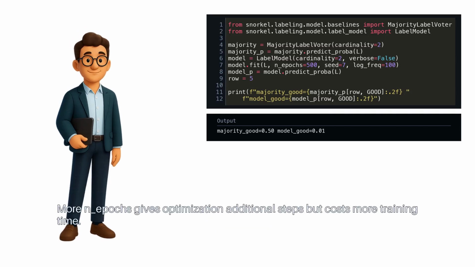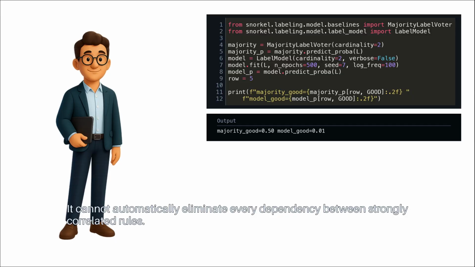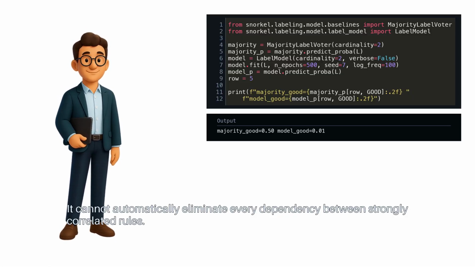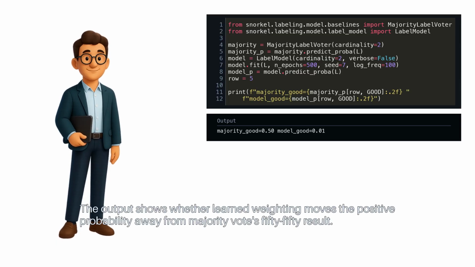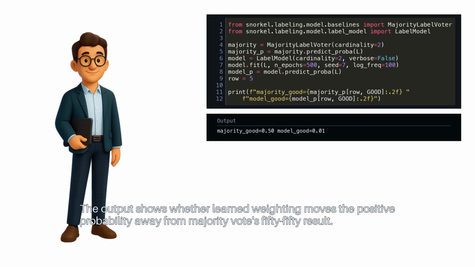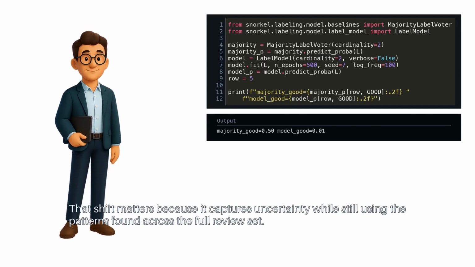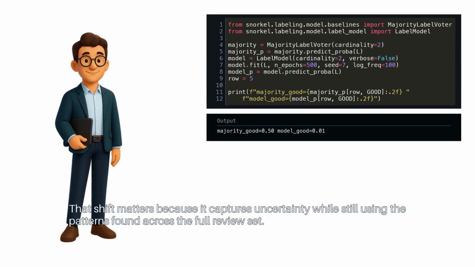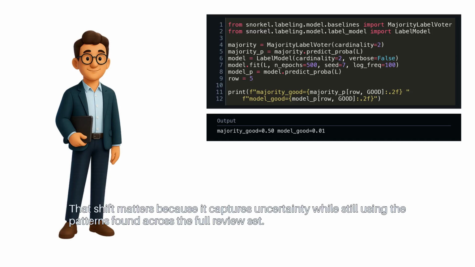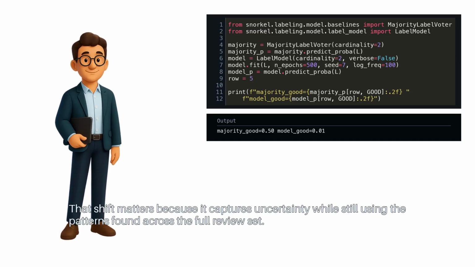More n_epochs gives optimization additional steps, but costs more training time. It cannot automatically eliminate every dependency between strongly correlated rules. The output shows whether learned weighting moves the positive probability away from majority vote's 50-50 result. That shift matters because it captures uncertainty while still using the patterns found across the full review set.